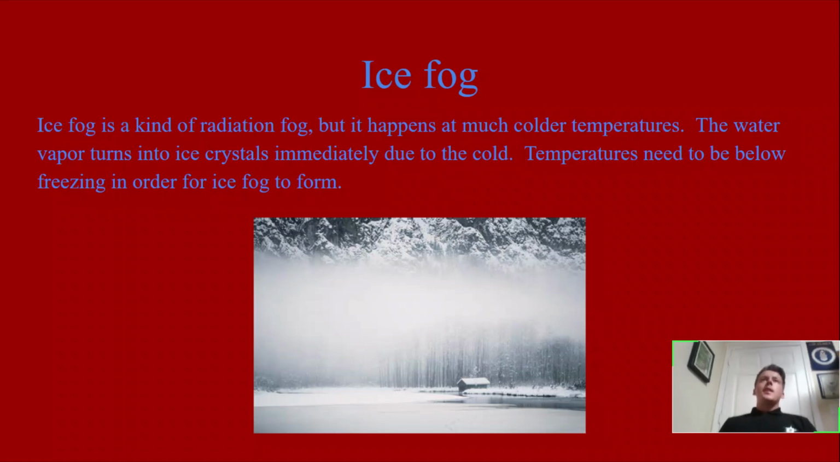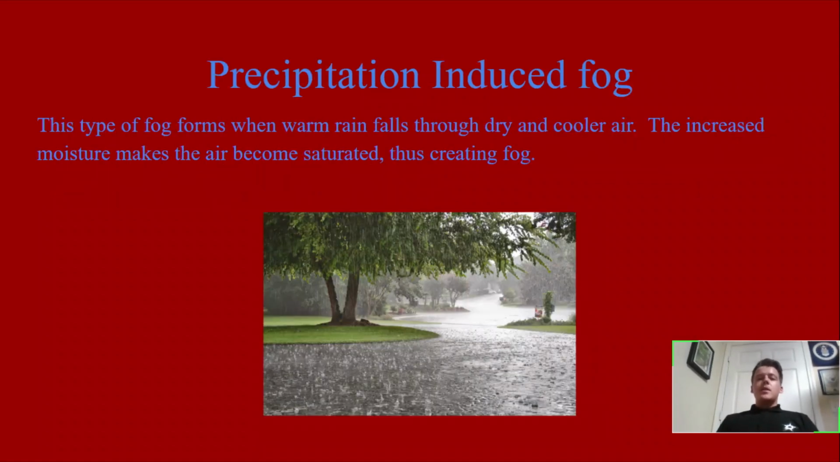Ice fog is basically like radiation fog, but it happens at below freezing temperatures. So below freezing, the water droplets become super cooled and without condensation nuclei. They can also be ice crystals, but it's just a very cold version of radiation fog, and it can happen anywhere from 32 degrees Fahrenheit, 0 degrees Celsius, all the way down to around negative 25 degrees Fahrenheit. So pretty cold.